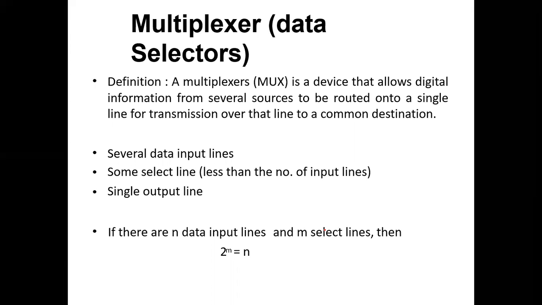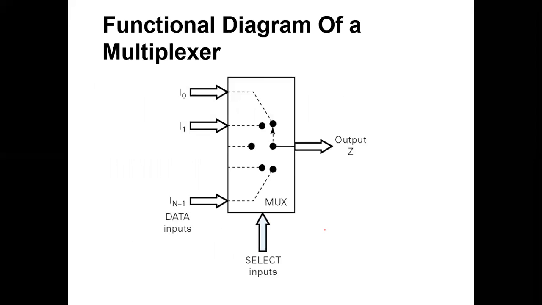If there are n data input lines, then m select lines, where 2 power m is equal to n. If you are giving 8 inputs, you have to use 3 select lines. So these are the concepts used in the multiplexer. It is a functional diagram of a multiplexer. We are giving more number of inputs and one output.